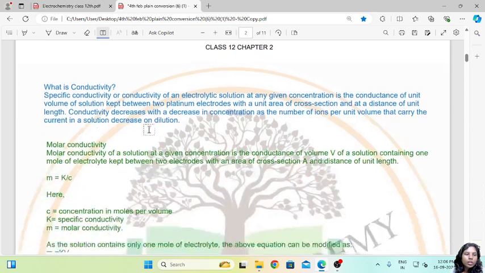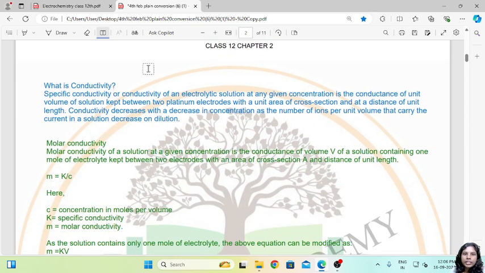So now let's understand what conductivity means. The specific conductivity of an electrolytic solution at any given concentration is the conductance of unit volume of a solution kept between two platinum electrodes with unit area of cross section and at a distance of unit length. The conductivity decreases with decrease in concentration, as the number of ions per unit volume that carry the current in a solution decreases on dilution.